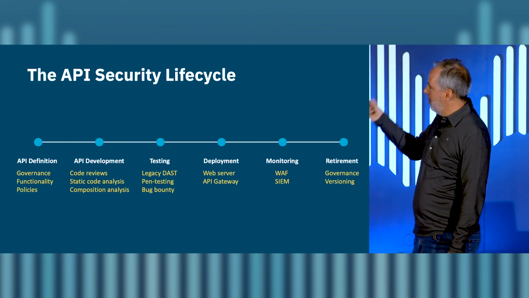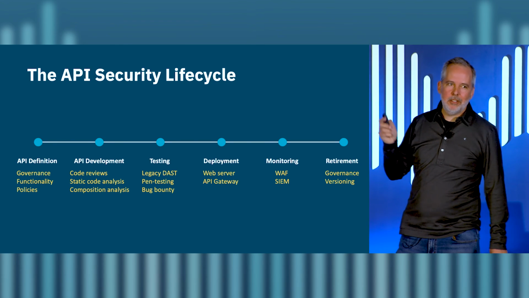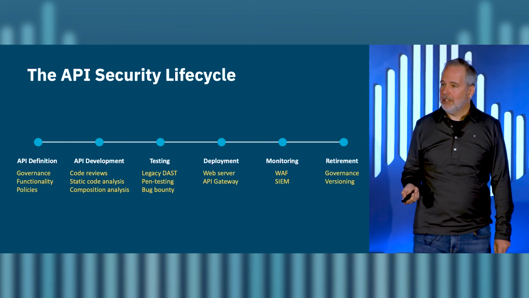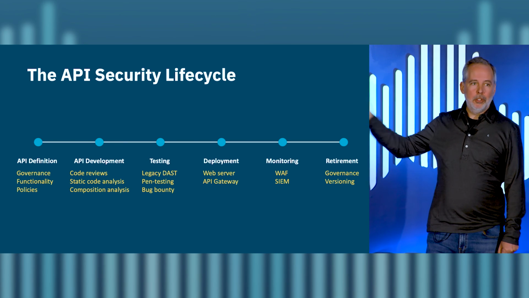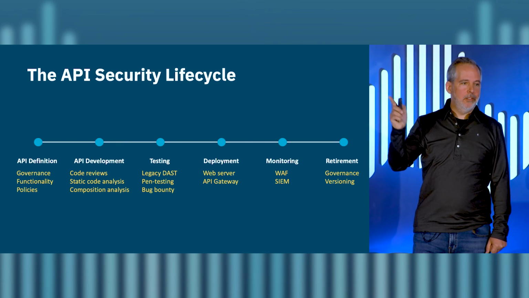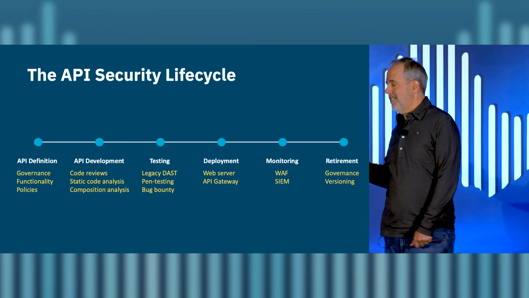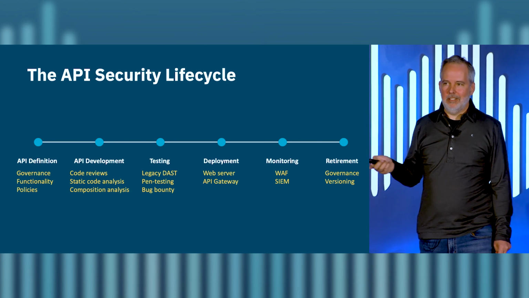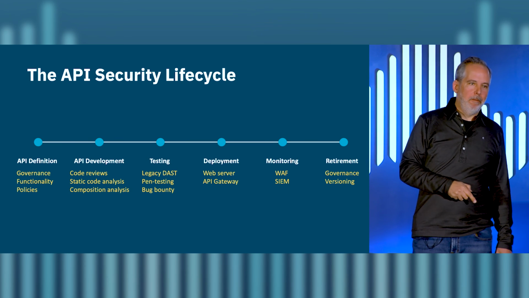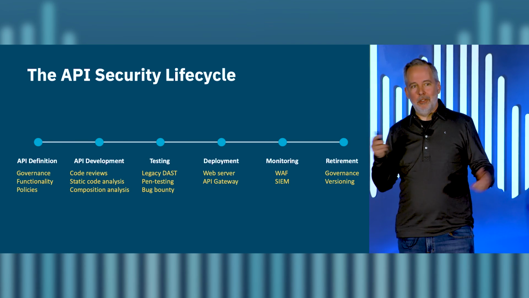All right, you go into development, you do your code reviews, static analysis, look for vulnerable libraries, all that good stuff, and you should do that. But that is not one of the breaches that I showed you on the prior slide. Okay, so you get into testing. You've got your legacy testing tools, which aren't really great on APIs, then you're doing it manually.